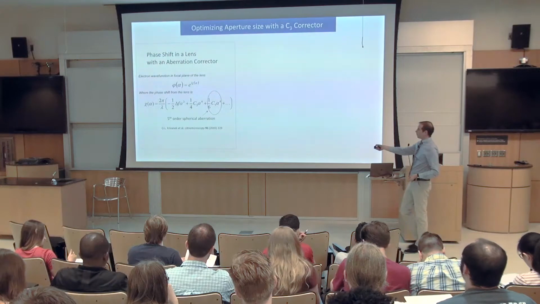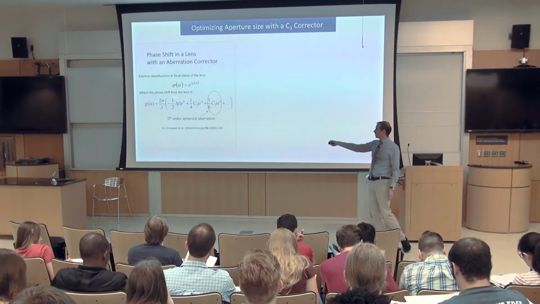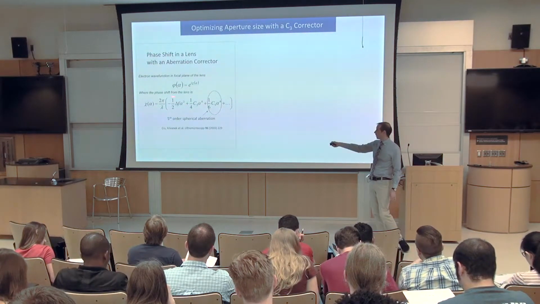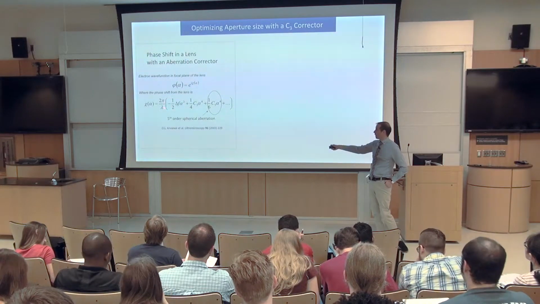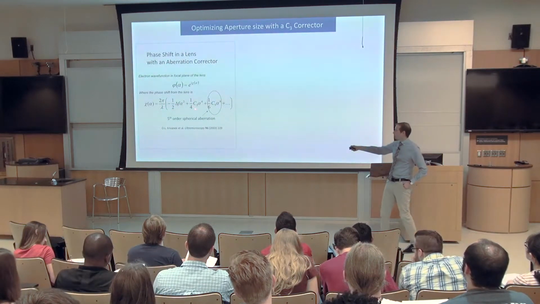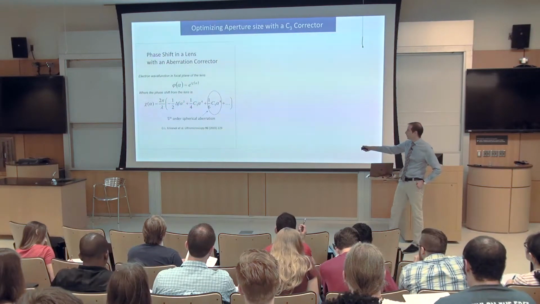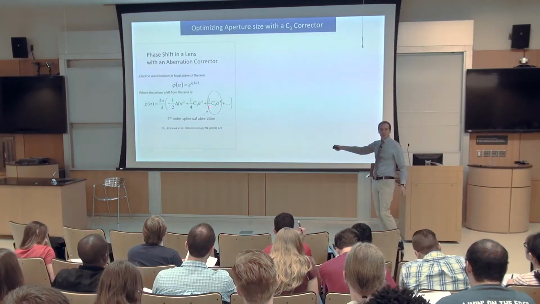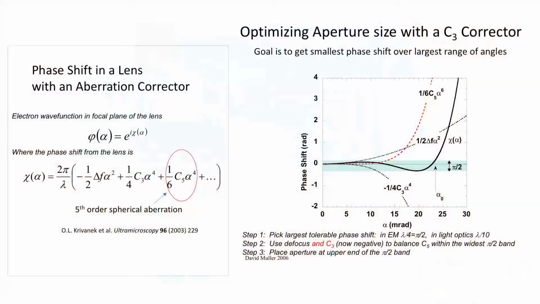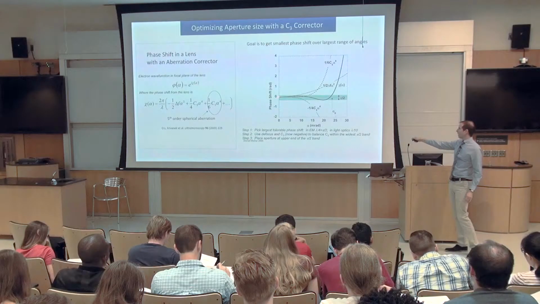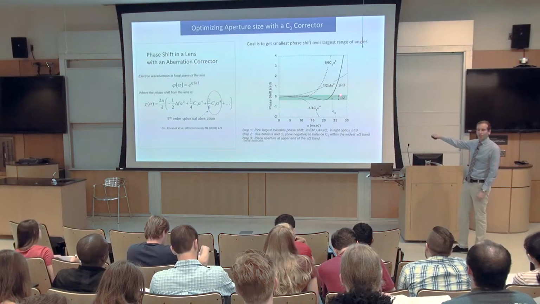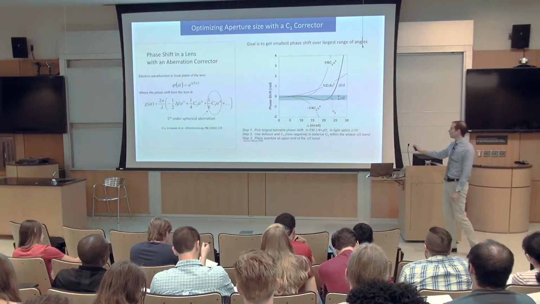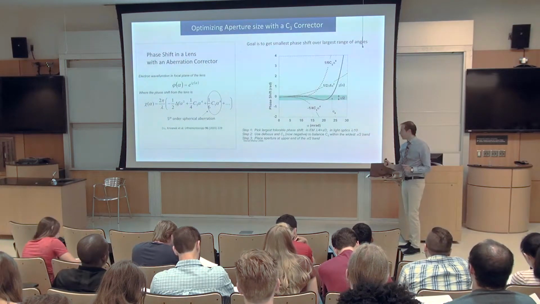So now we revisit that phase shift due to aberrations. We're no longer worried about defocus and C3, because we can now control C3. We're worried about C5. Same game. We want to keep the phase shift as close to zero over the largest range of angles as possible, but now we have additional knobs to turn.